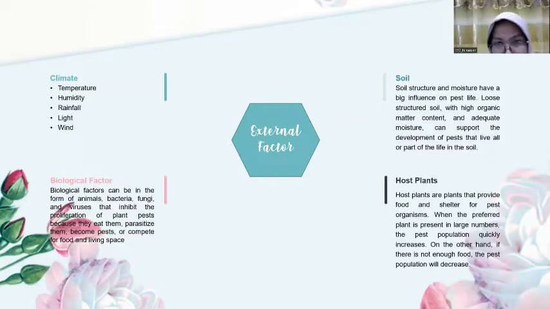Last but not least, the external factor is host plants. Host plants are plants that provide food and shelter for pest organisms. When the host plants are present in large numbers, the pest population quickly increases. On the other hand, if there is not enough food, the pest population will decrease.